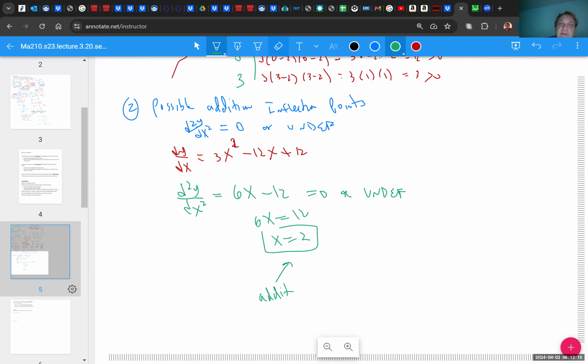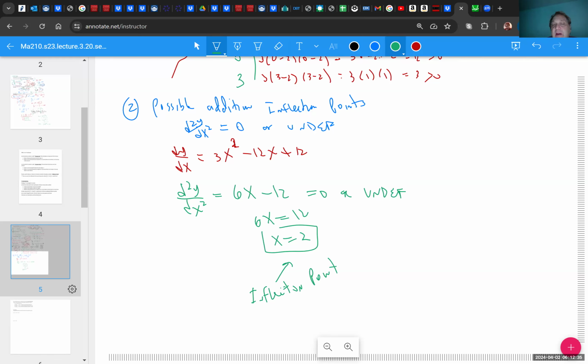I'm not sure if I need to use the word additional. Let's just call it an inflection point. I mean, yeah, it's an additional one, but regardless of that, it's an inflection point. We found it. We only found it additionally because we searched for it after the other one. Inflection point. There we go.